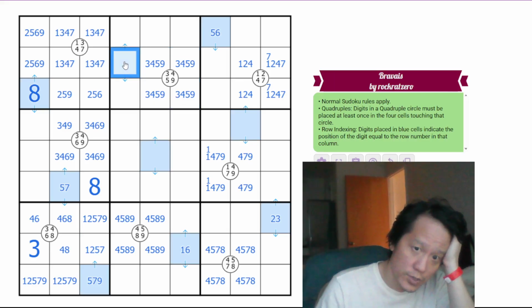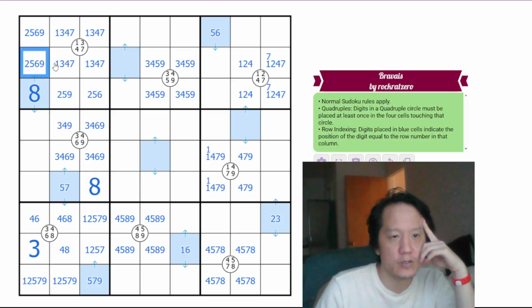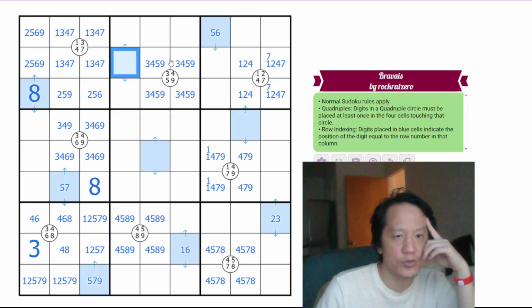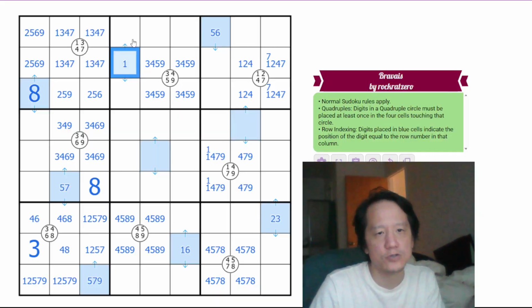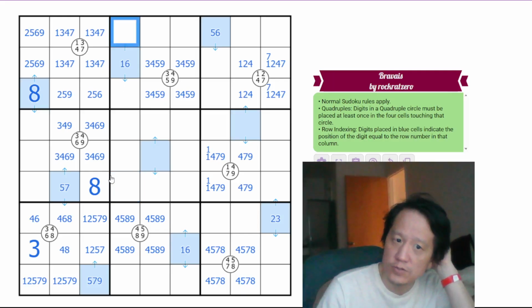Okay, 2. Where can 2 be? 2 cannot be in the 8th spot. Right? Because this cannot be 2. So it can't be 3, 4. It could be 1. So 2 could be in the first spot here. Can't be 3, 4, 5. It could be 6. It cannot be 9. So this is 1 or 6 here. So 2 has to be one of these two spots.